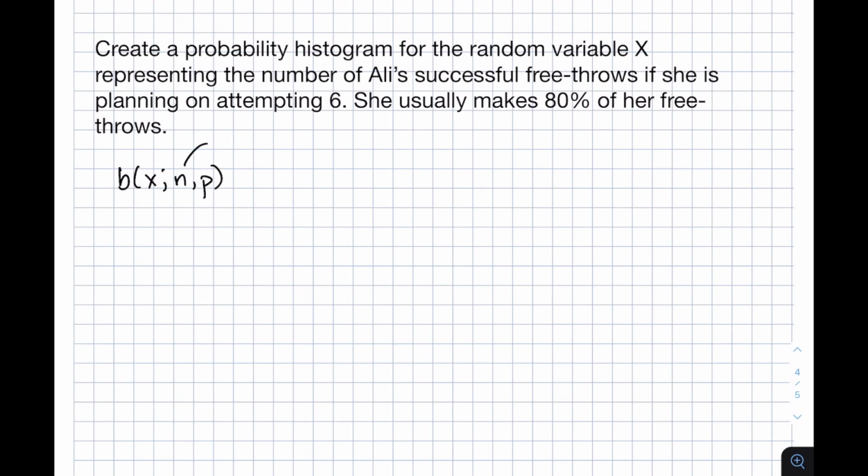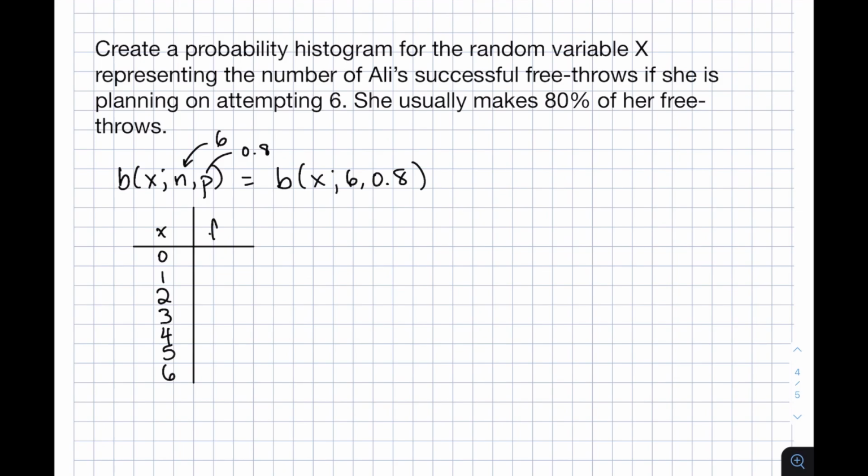The value of n, in this case, is 6, and the value of p is 0.8. We're going to keep x as a variable because we're going to make a table with all of the possible values, which are 0, 1, 2, 3, 4, 5, and 6. The other side is going to be the actual probability distribution, which we can solve with the binomial formula.